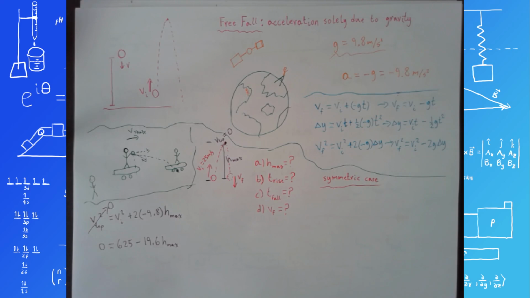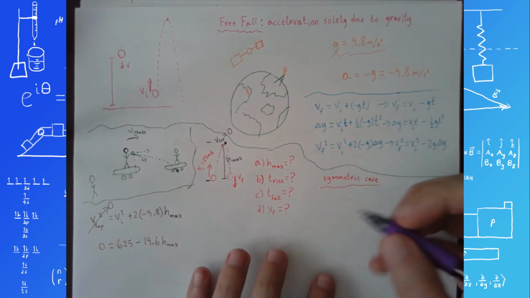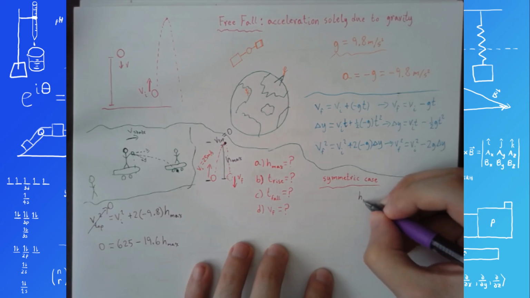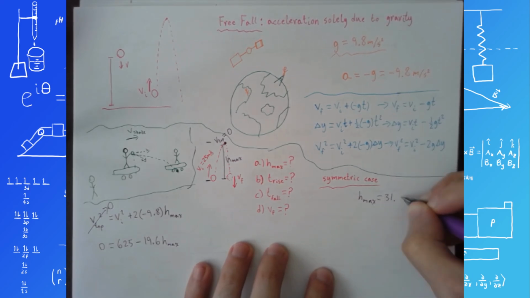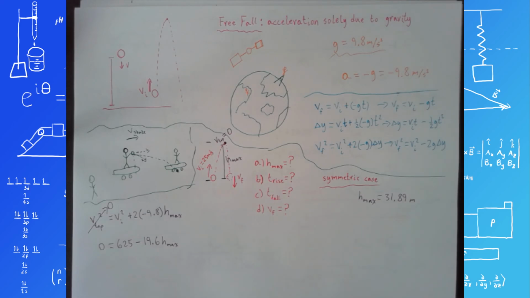625 divided by 19.6 gives me about 31.8877. I will round that to 31.89. So h max is 31.89 meters.